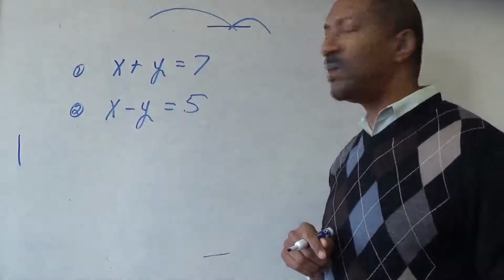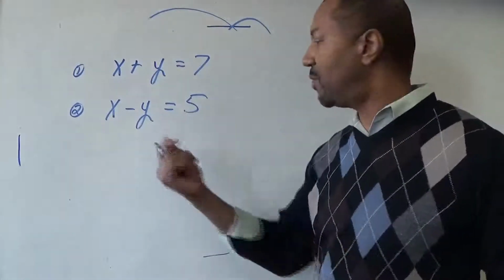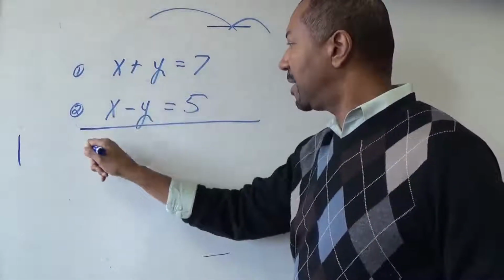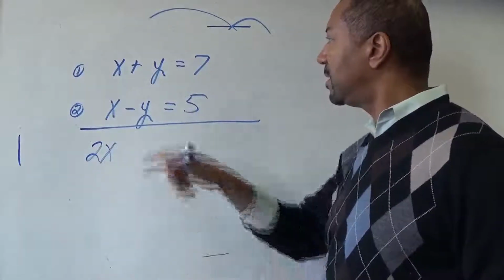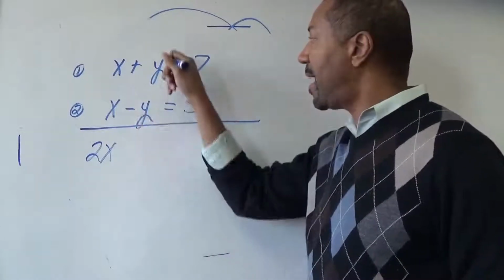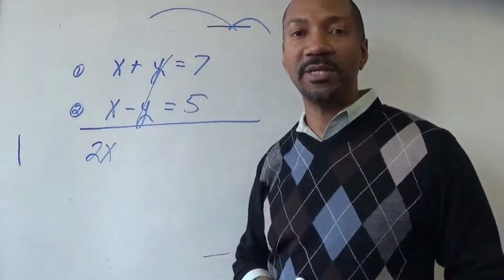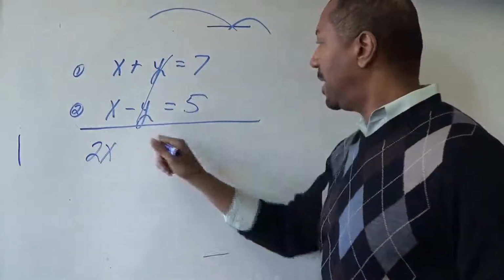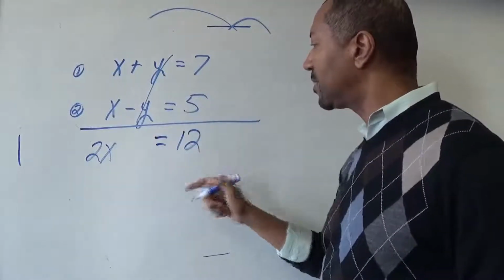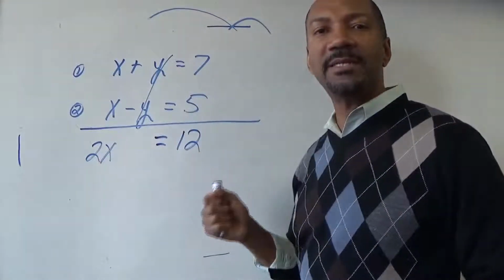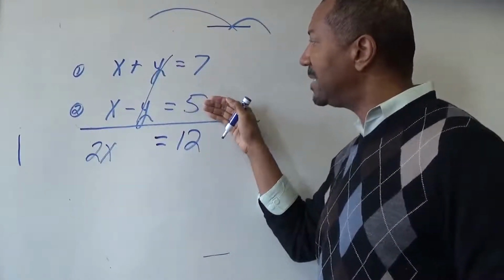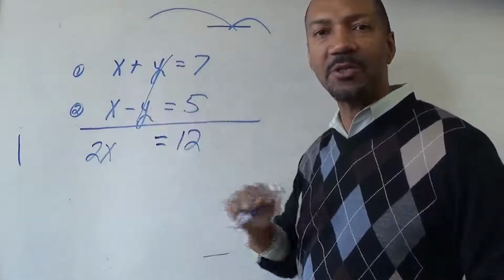Let's see what happens when we add up these equations. X plus another x. I've got two x's now. A positive y plus a negative y. Wow, look at that. The y's just went to 0. And on the other side of the equation, 7 plus 5 is 12. This is what we wanted to have happen. We added these two equations up, and in the process, the y's dropped out of the system.